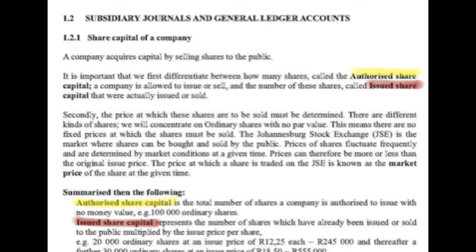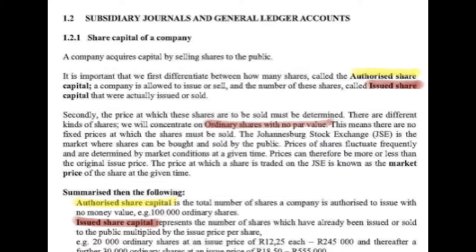There are different kinds of shares. We will concentrate on ordinary shares with no par value. This means that there's no fixed price at which these shares are sold. So the JSE, the Johannesburg Stock Exchange, is the market where shares can be bought and sold to the public.